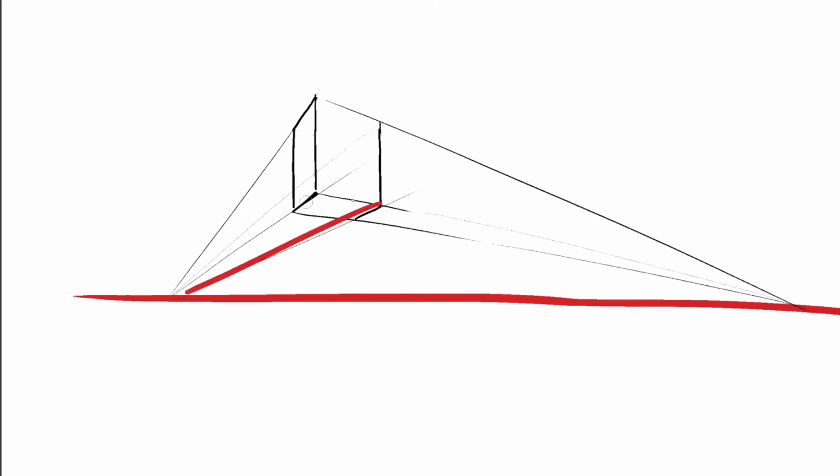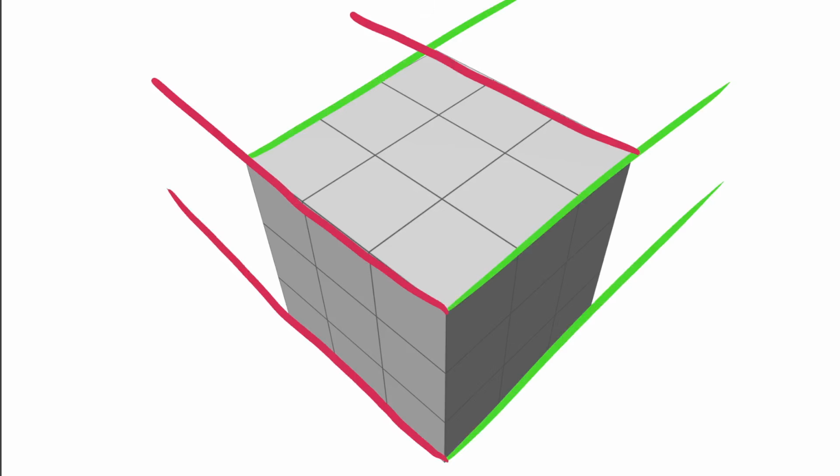And now I'm going to explain the rules for drawing boxes. There are 2 important rules we need to abide by if we want to draw correct boxes. The first one is that the sets of horizontal lines of the box will be converging to vanishing points that are on the horizon line, which is also known as the eye level. There are 2 sets of these horizontal lines.